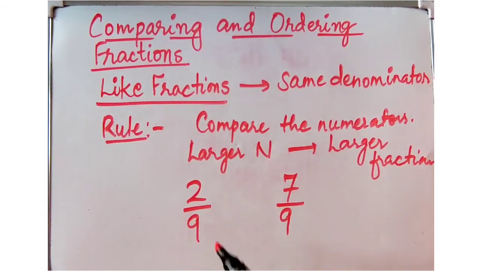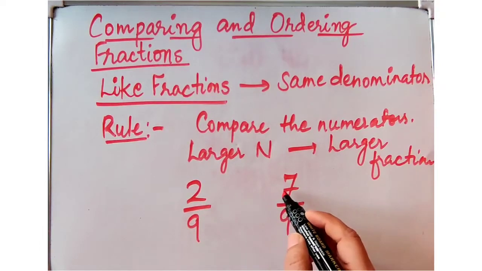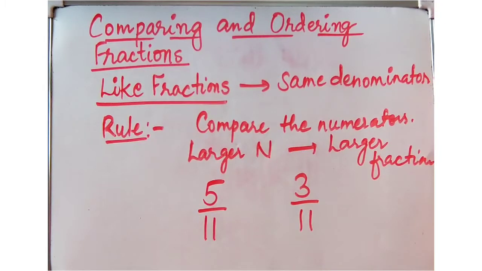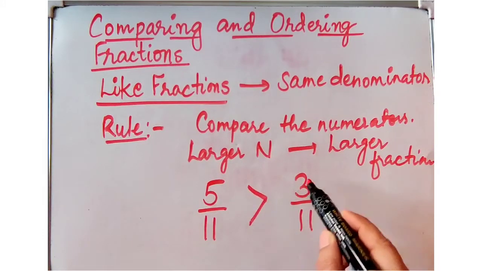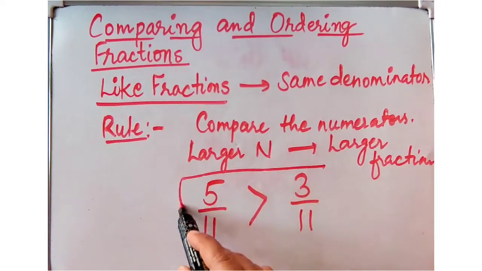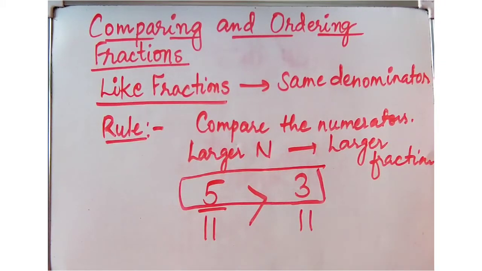Take another example, 2 by 9 and 7 by 9. So 2 is less than 7, therefore 7 by 9 is greater than 2 by 9. Next, 5 by 11 and 3 by 11. 5 is greater than 3. Therefore, 5 by 11 will be greater than 3 by 11. So here we are just comparing the numerators. Hope it is clear to you. So, we will move on to the unlike fractions. How are we going to compare unlike fractions?